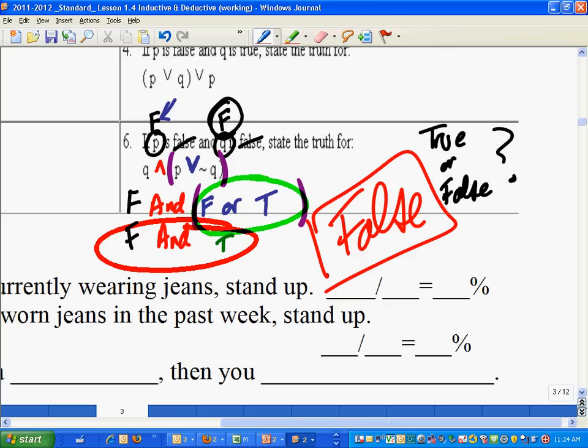Why is it true? Computer programming, it's also logic skills. When you're in debates, you use stuff like this. Yeah, you do. That's called false.